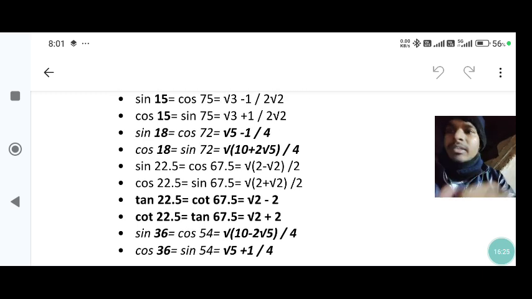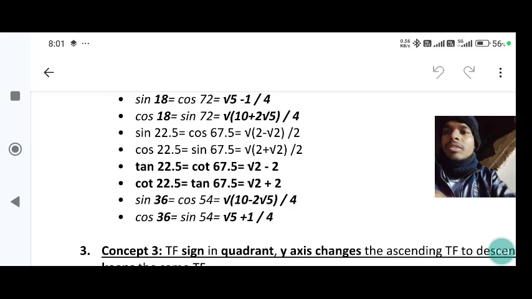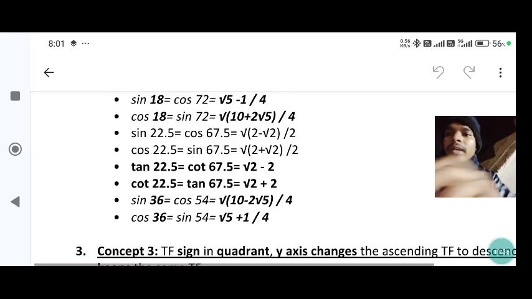Now coming to tan 22.5 and cot 22.5. For tan and cot, these are the only angles which hold such values, root 2 minus 1 and root 2 plus 1.